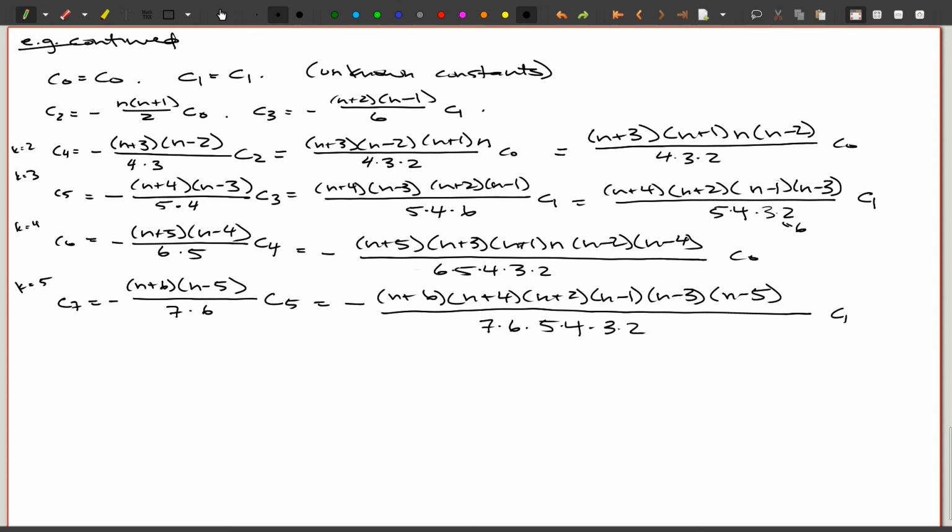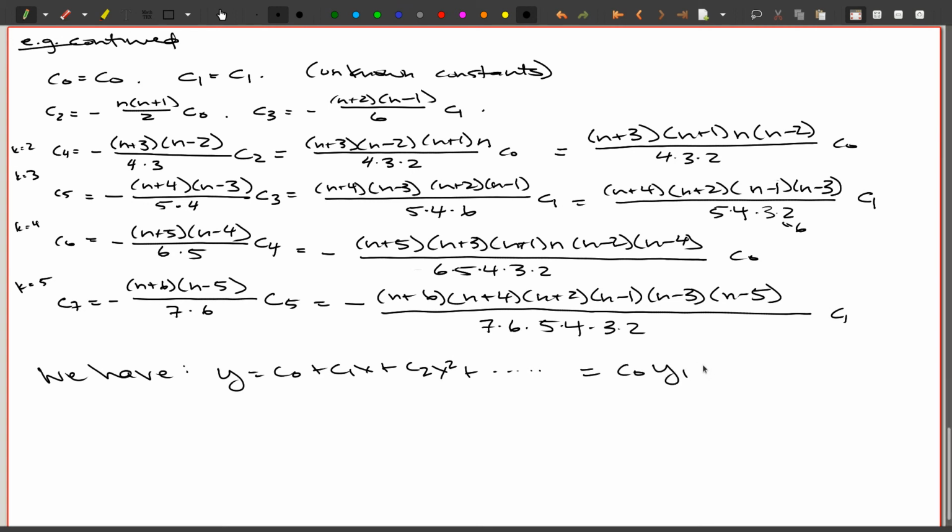Okay, so what we're going to have is a solution that looks like y equals c0 plus c1x plus c2x squared, so on and so forth. But that should be able to be written as c0 times some solution y1 plus c1 times some solution y2. So let's go ahead and try to write that out. Let's say y should be equal to c0 times some stuff plus c1 times some stuff. And let's see what that stuff is. So for c0, it's going to be itself.